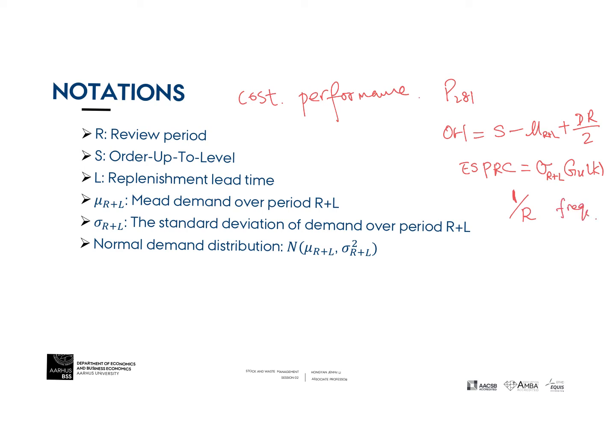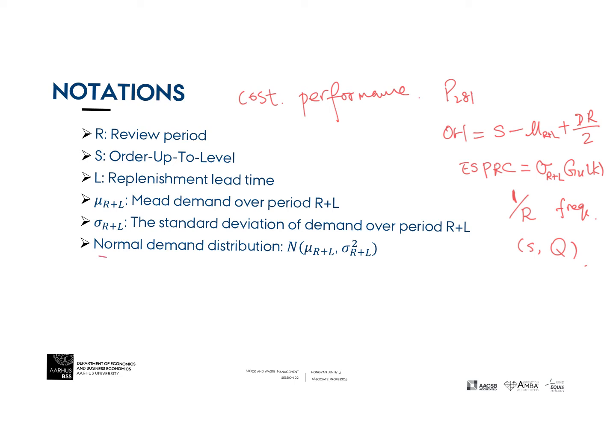If you know the unit costs for inventory, for shortage, and for ordering, then you can evaluate the costs. We do not repeat what we have done with the small s and Q model. Here we focus on the service level as the decision objective.